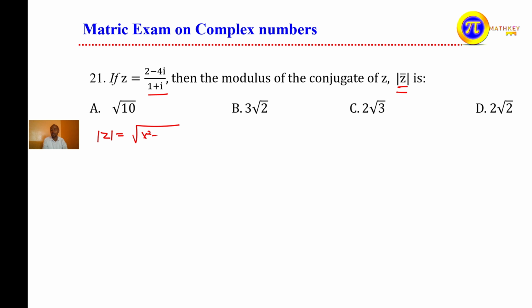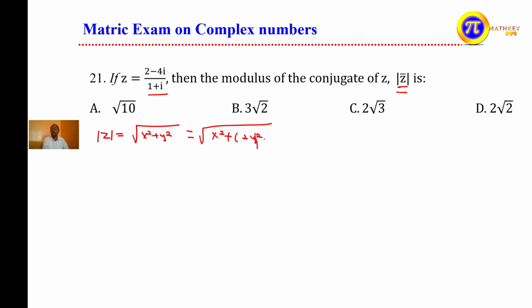the square root of x squared plus y squared, when z is expressed in the form x plus yi. This is equivalent to the square root of x squared plus negative y squared.